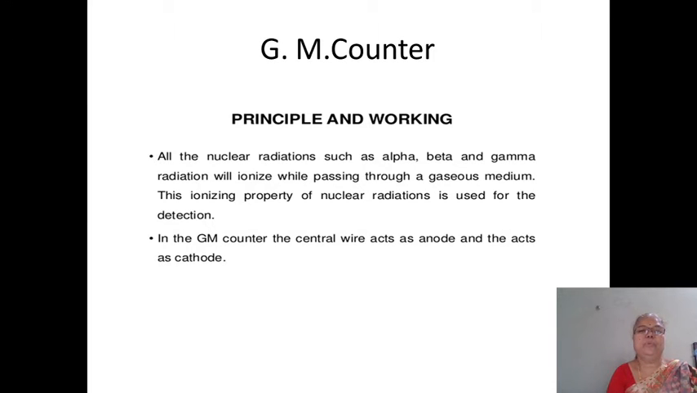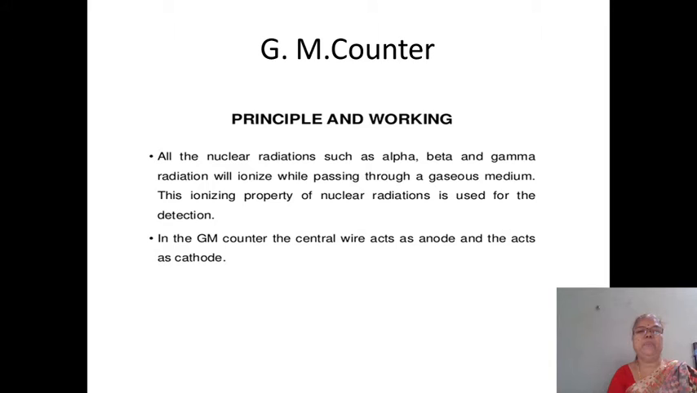Last time you studied the scintillation counter method for detection and measurement of radioactivity, and today you are going to study the G.M. counter, that is, the Geiger counter.